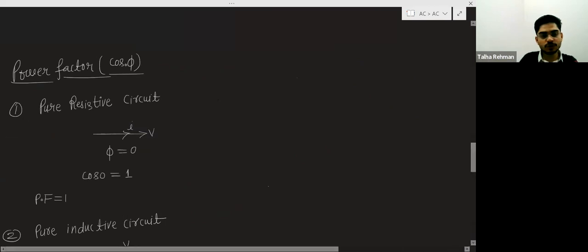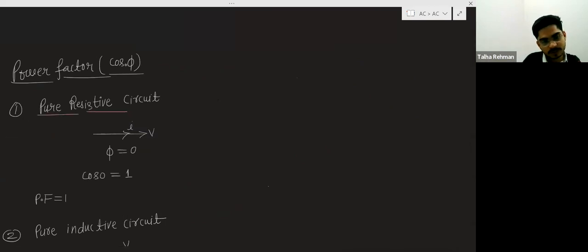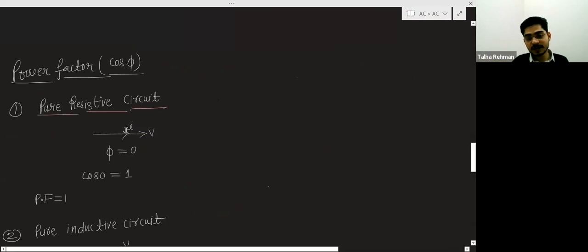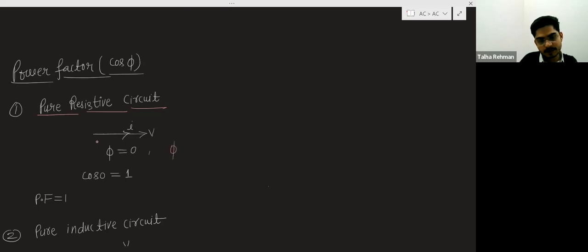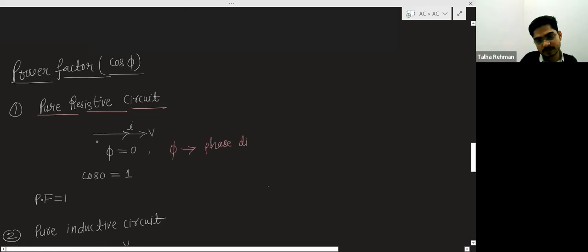First circuit I have told you, the pure resistive circuit. In a pure resistive circuit, the current and the voltage are in the same phase, meaning the phase difference phi is 0. What is phi? Phi here is the phase difference between the current and the voltage. In the case of a purely resistive circuit, the phase difference is 0. So phi is 0, which means cos phi is 1. What is cos phi? Cos phi is the power factor, so the power factor is equal to 1 in the case of a pure resistive circuit.